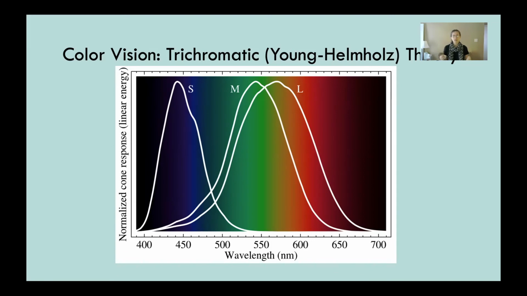So Young-Helmholtz theory is based on you have three cones, and we're basically mixing together three types of colors in order to see the range of colors that those of us with color vision do see. But there's some weird phenomena that Young-Helmholtz theory cannot explain, so we're going to demonstrate them.